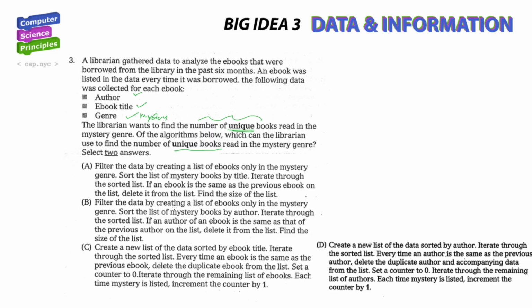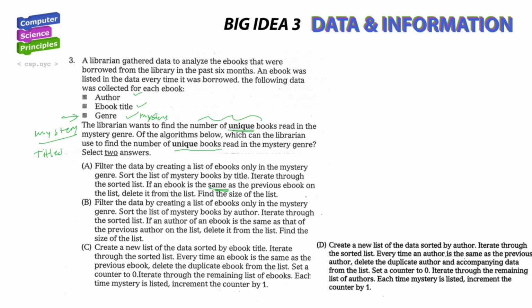Select two answers. All right, so if they filter the data by creating a list of ebooks only in the mystery, so if they only get the mystery, that means that they're halfway there. And then if they sort the list of mystery books by title, so if they get all the titles in the mystery, and then go through, so iterate, go one by one through the sorted list, and then if an ebook is the same as the previous ebook on the list, then delete it from the list.